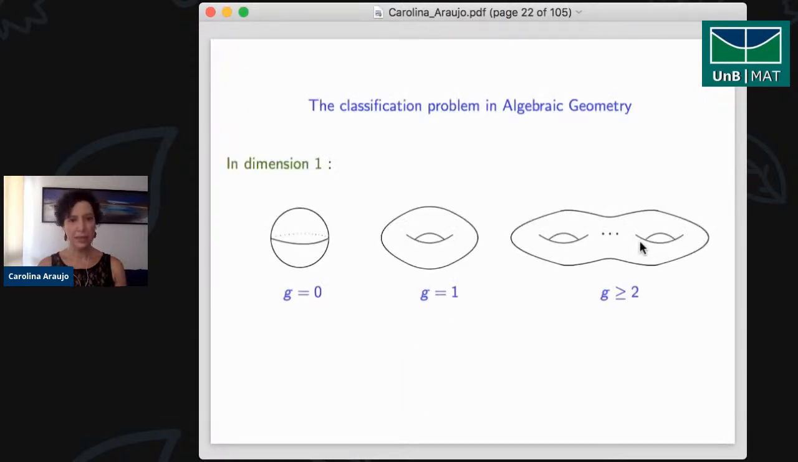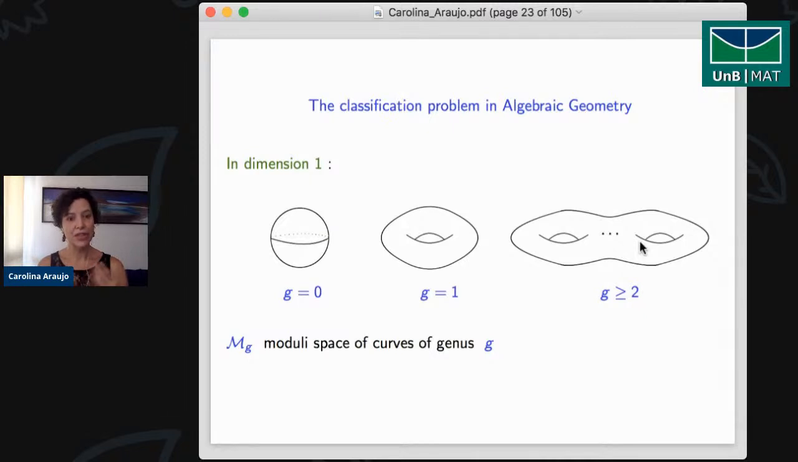So let me discuss the classification problem in algebraic geometry. In dimension 1, that is projective curves or Riemann surfaces, as I said, we have this nice trichotomy. And we have a discrete invariant, the genus, that sort of classifies the Riemann surface topologically. And once you fix the genus, there is a moduli space parametrizing curves of genus g. This was already introduced by Riemann himself, who was fixing the topological type of the Riemann surface. That is, you fix the genus.